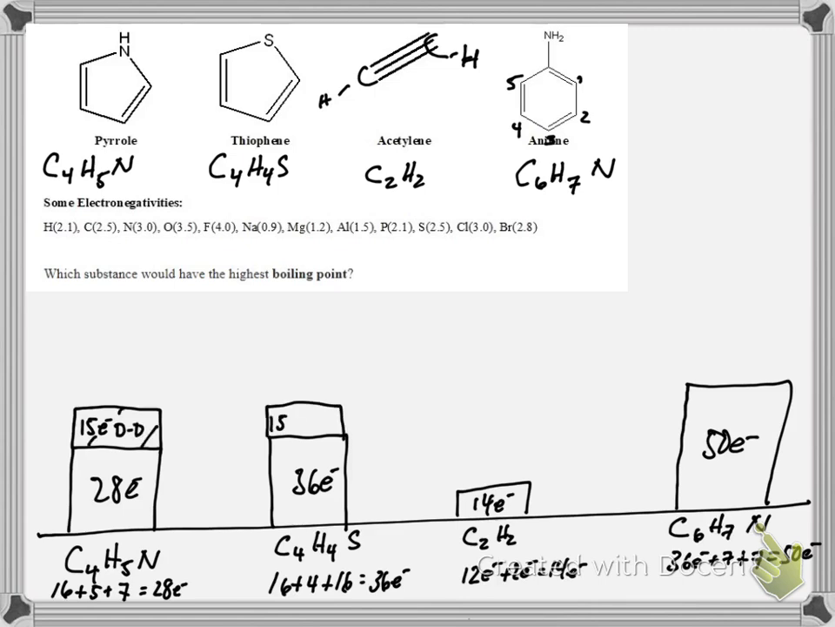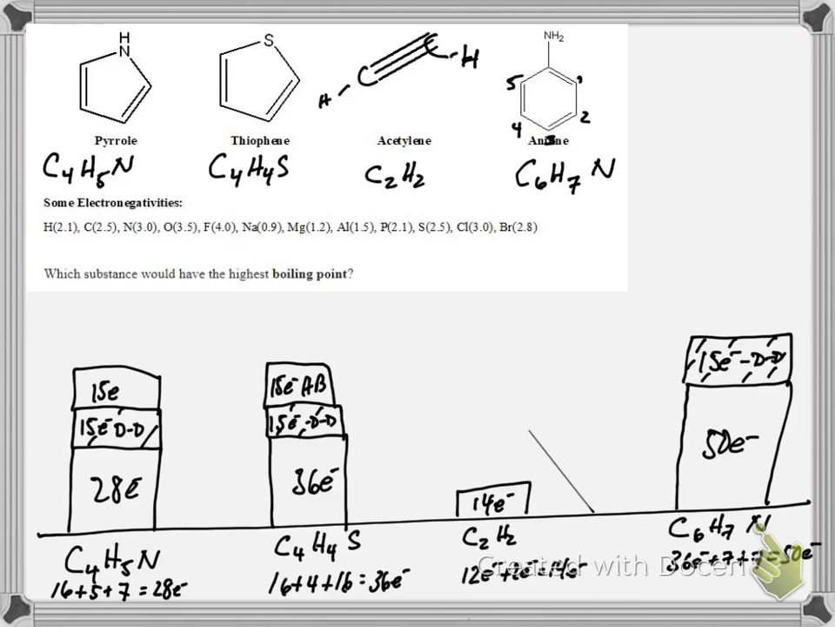C4H5N is polar. Thiophene is not very polar, but just for the benefit of the doubt, we'll put 15 electrons there. C2H2 is not polar, but aniline is polar, 15 electrons. Now we look for hydrogen bonding contributions. Thiophene does not have hydrogen bonding contributions. But pyrrole does.